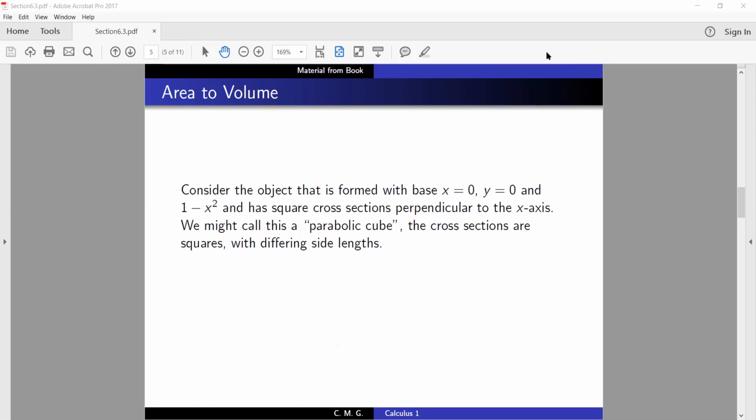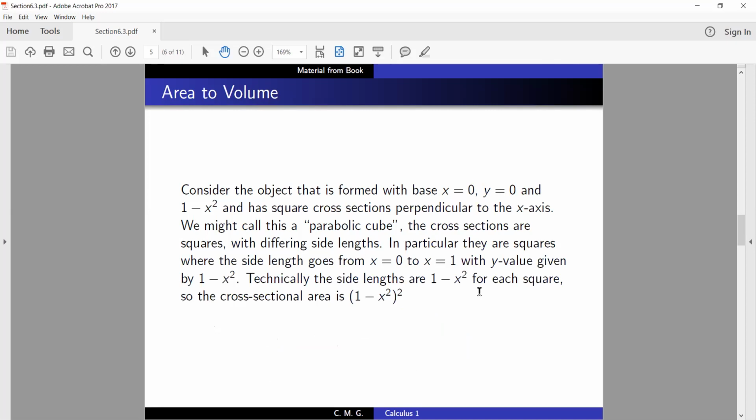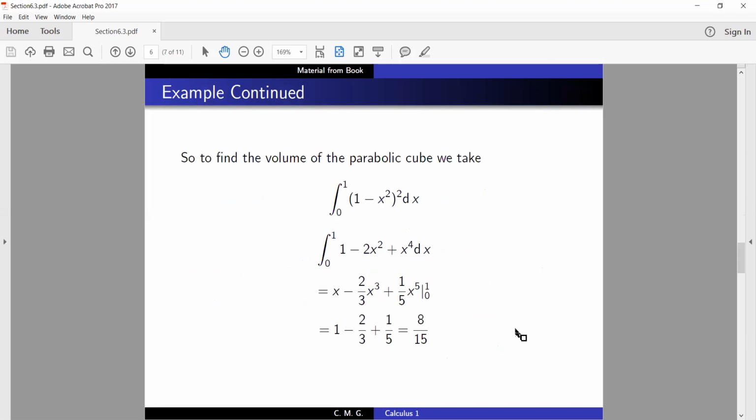So I can say that I have these squares with side lengths going from 0 to 1, given by the y value of the function 1 minus x squared. The side lengths are technically 1 minus x squared, and the cross-sectional area is that squared, because the cross sections are each squares. Each side of this square is 1 minus x squared, so the area of that square is 1 minus x squared, quantity squared. Now I add them all up, and that gives me the integral.